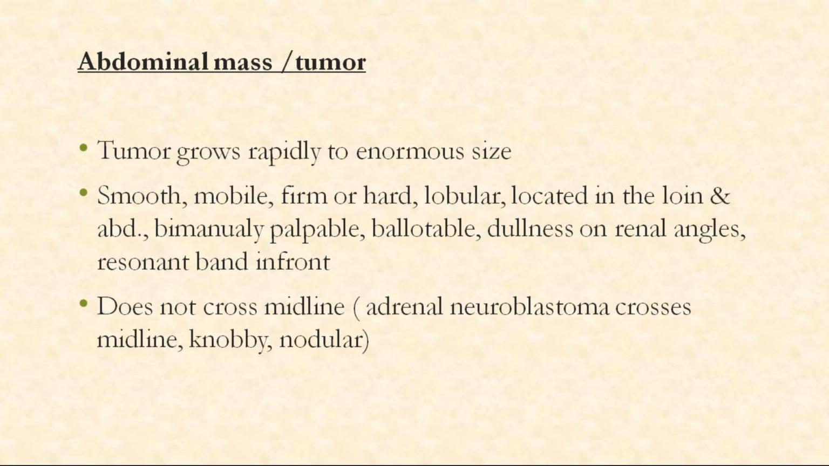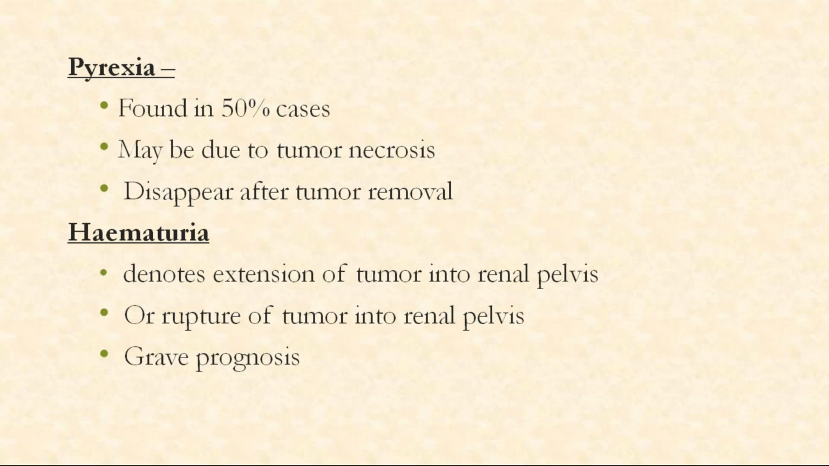Another important point is that it doesn't cross the midline, whereas adrenal neuroblastomas cross the midline from right to left, but Wilms tumor doesn't go from one side to the other. That is a characteristic feature of Wilms tumor. And the patient may have a fever, maybe due to some tumor necrosis, and hematuria. We already told you how the hematuria can occur, because of rupture of the tumor cells into the renal pelvis. If hematuria is there, the prognosis is grave.